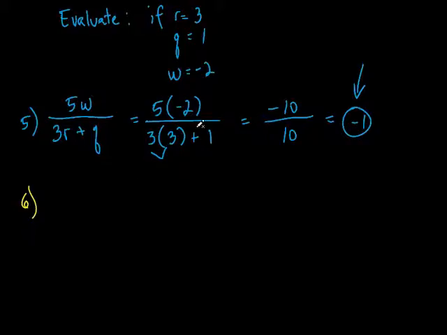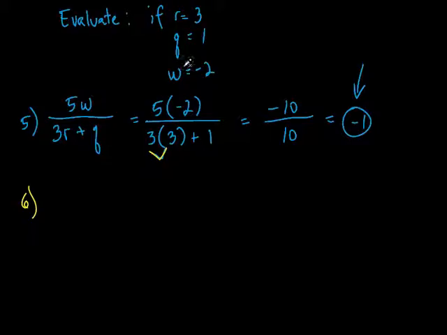Seems easy when I do it, but a lot of people might do this. A lot of people go 3 plus 1 is 4, 3 times 4 is 12. Is that what you do? No, it's order of operations, right? You do the multiplication first before you add anything. That's order of operations. All right, number 6.